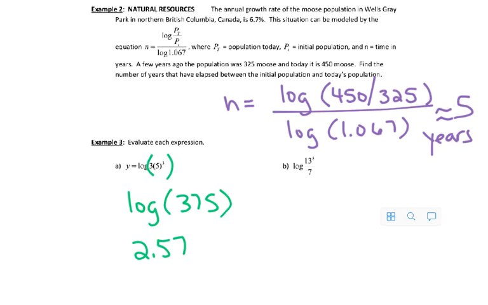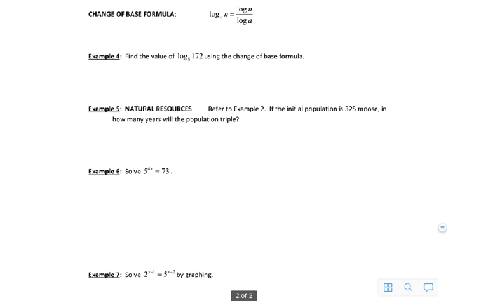And then in part B, maybe figure out what 13 cubed divided by 7 is, and then take the log of that, or it's going to be a decimal, so maybe you could just plug in the log of 13 cubed and then divide that by 7. And it's about 2.50, because I get 2.496, which rounds up to 2.50.